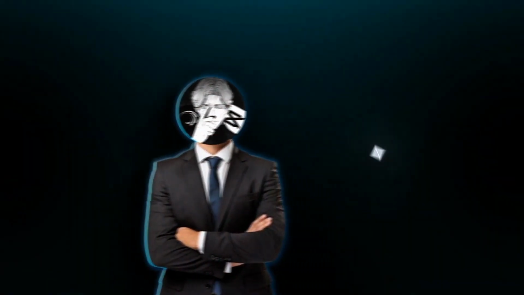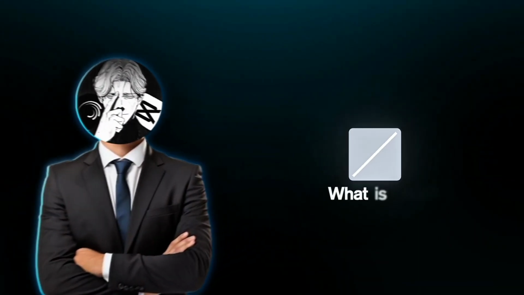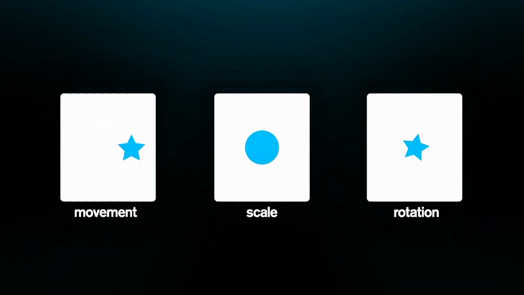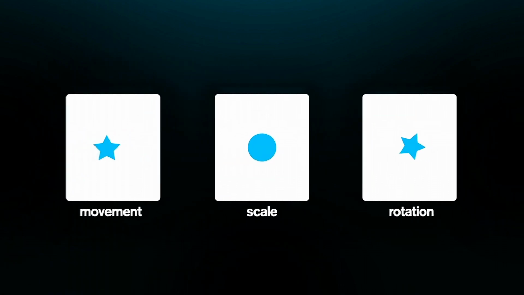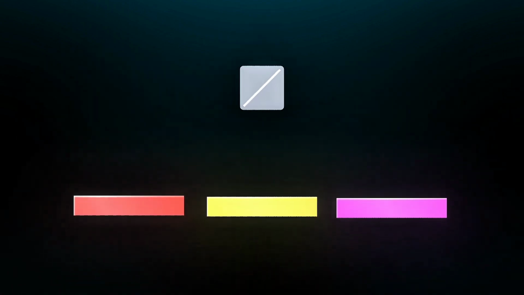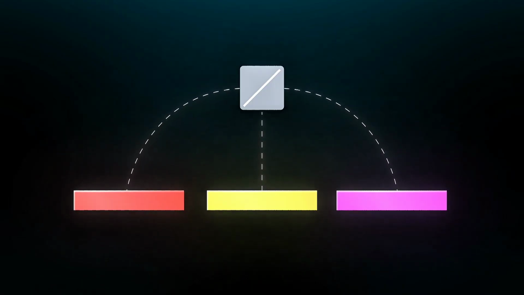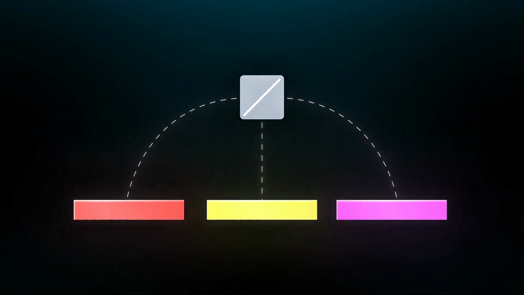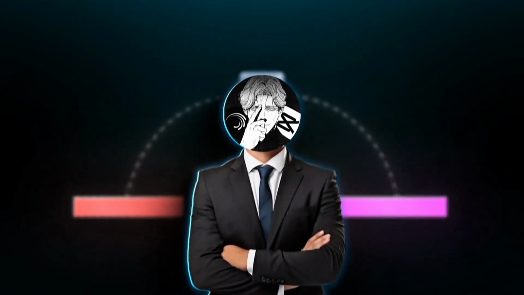But before you start using Null, you need to know, what is Null? Basically, Null is a layer that has the power to change an object's movement, scale, and rotation. Think of it like a magnet. Null is a magnet, and the other layers are metal. When you bring metal and a magnet together, the metal gets connected to the magnet. So because they are connected, if you move or rotate the magnet, the metal moves too. That's basically how Null works.